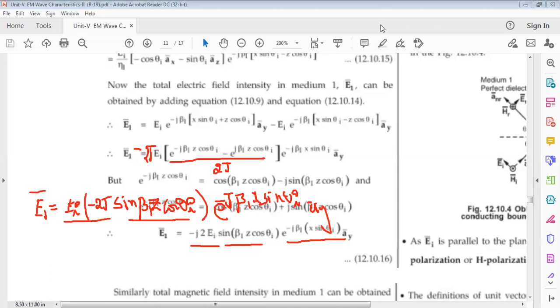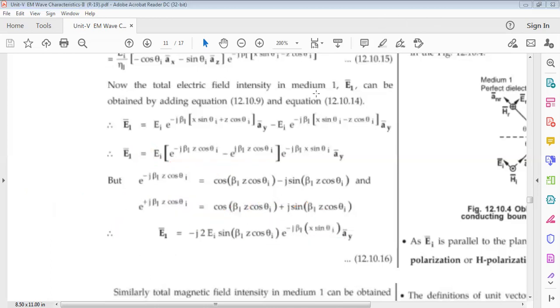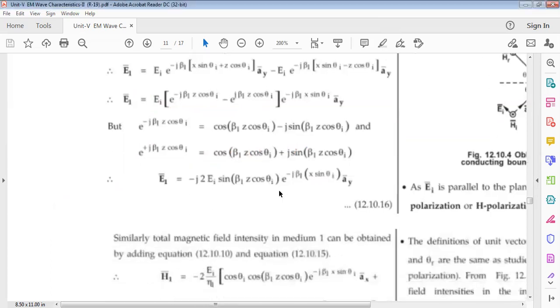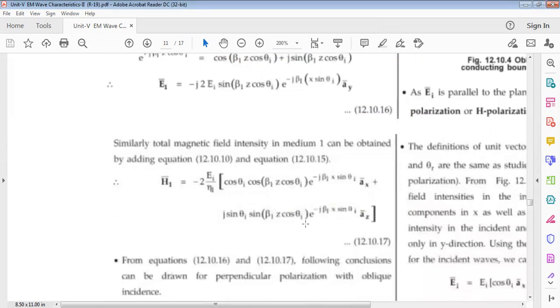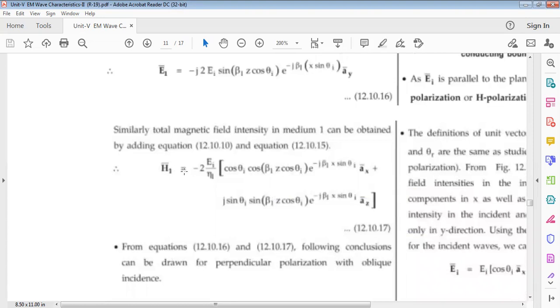Similarly, the total magnetic field in medium one can be obtained by adding the two equations we got previously, but in terms of EI and theta. H1 bar is equal to HR bar plus HI bar. After simplifying the equations, here also we have cos theta, cos beta 1 z cos theta, and sin beta 1 z cos theta.